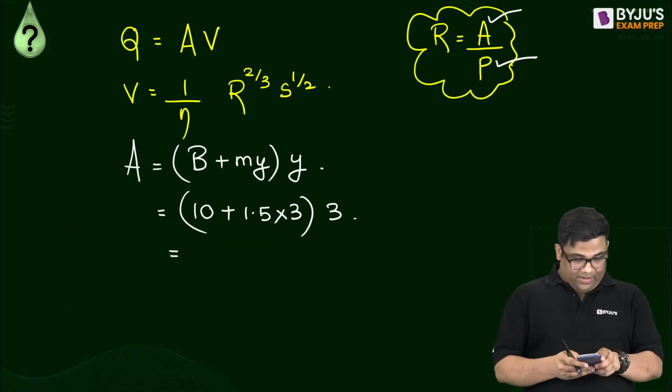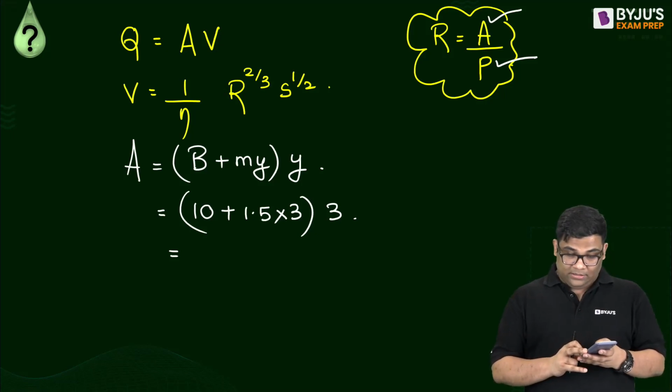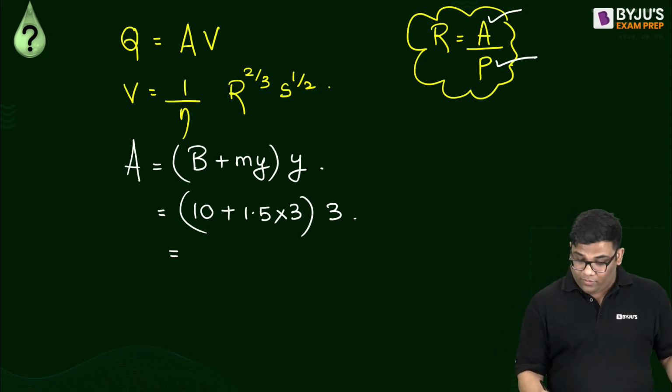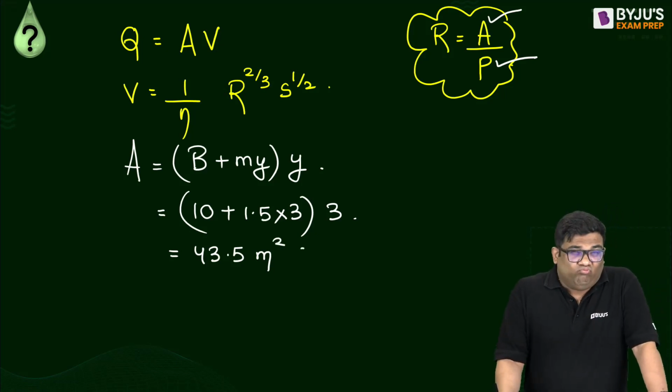How much is it coming? Let us find out. It is 1.5 into 3. Whatever I am getting, I'll add 10 to that, and then into 3. I am getting an area of 43.5 meter square. This is the area. Very nice.